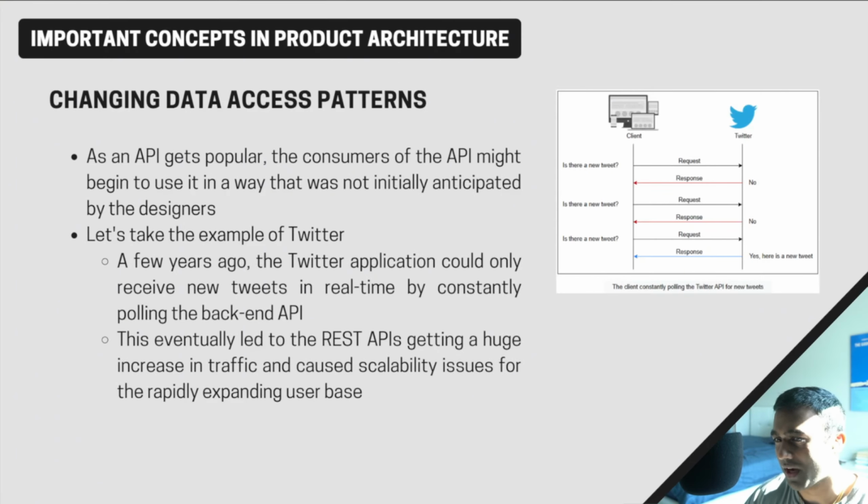As an API gets popular, the consumers of the API might begin to use it in a way that was not initially anticipated by the designers. So let's take a look at the example of Twitter. A few years ago, the Twitter application could only receive new tweets in real time by constantly polling the backend API. This eventually led to the REST APIs getting a huge increase in traffic and caused scalability issues for the rapidly expanding user base.